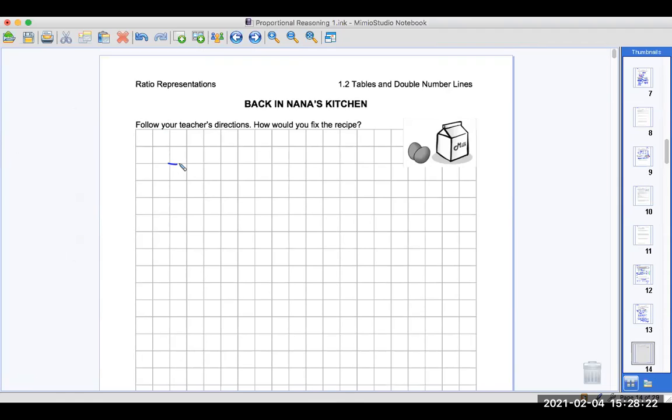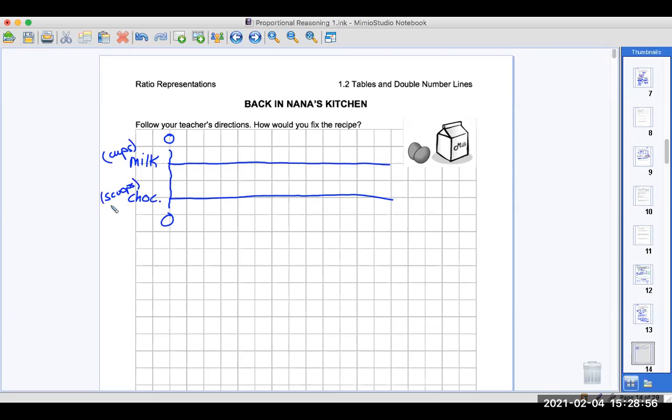So let's draw 2 lines. These lines are called parallel. So the number line starts at what? You guys tell me. 0, no milk, no chocolate. So the milk is measured in cups. So you always want to write your units of measure, the chocolate in scoops.